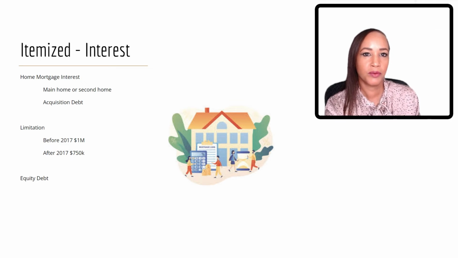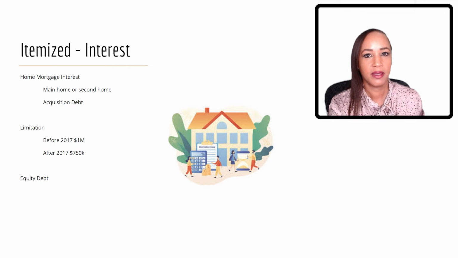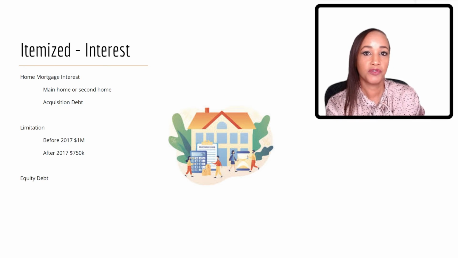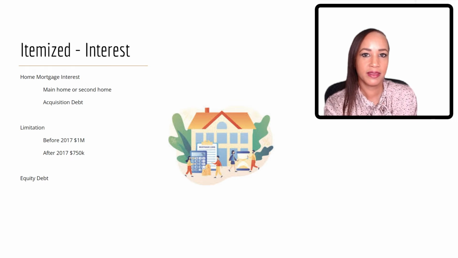The equity debt would be allowable as a deduction if you use that equity debt to improve the home. But now that you've used the equity debt to improve the home, it goes back and pushes itself back up to acquisition debt. Okay? If you use that equity debt for anything personal, like maybe you bought a car or something like that, it's not going to be allowable here. If you use that equity debt to buy a second home, that is going to push you back up to the home mortgage interest acquisition debt, and it is deductible.